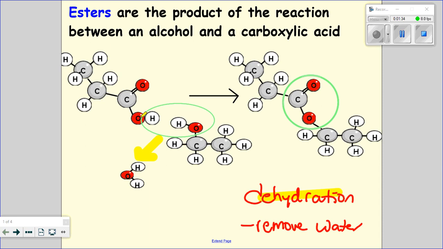This oxygen no longer has a hydrogen attached to it. It has its 1 electron empty. It's like its hand is empty. This carbon no longer has an OH group, and so they join together. In an ester, we have a centrally bonded oxygen that connects 2 separate chains, and the side that came from the carboxylic acid will have the double bonded oxygen.